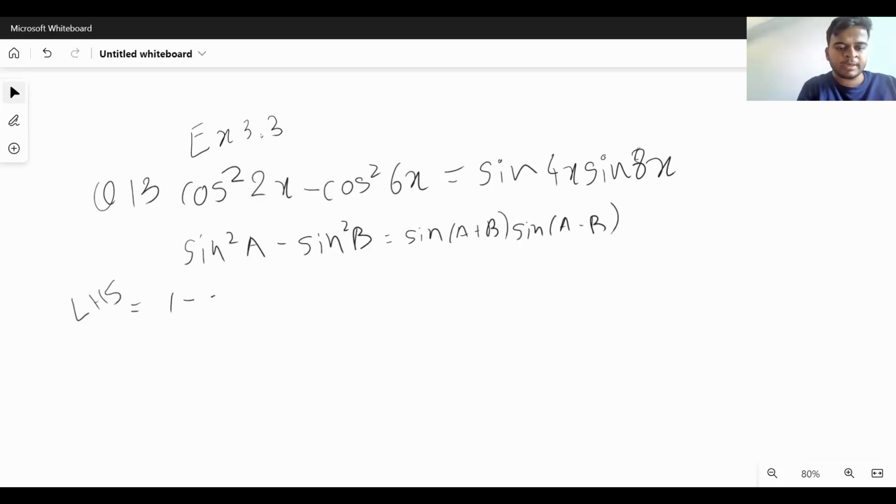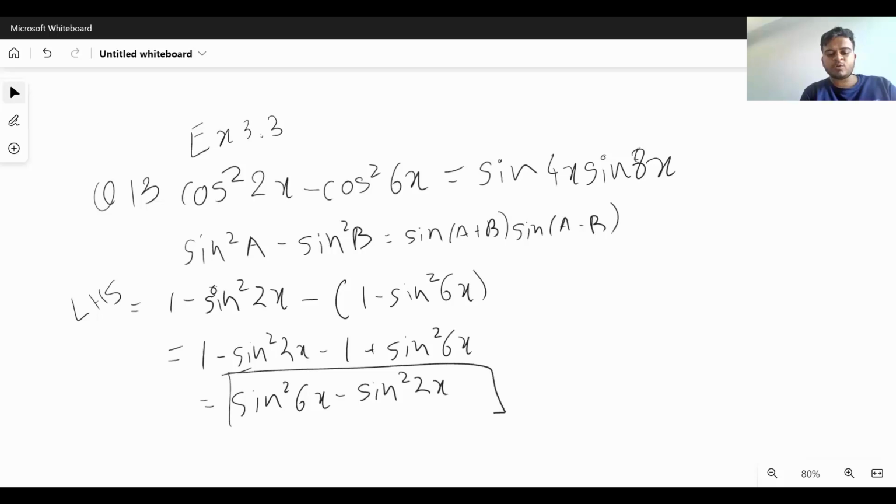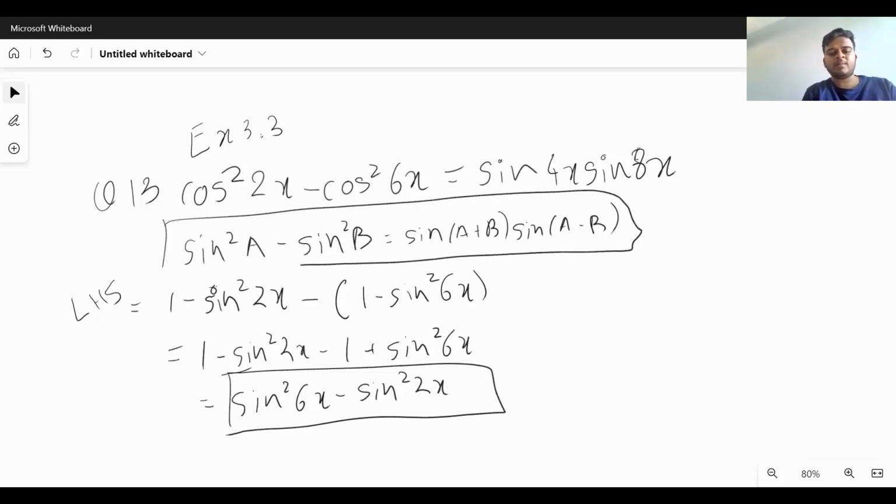I'll express the LHS as 1 minus sine square 2x. This cos square 2x becomes this, minus (1 minus sine square 6x). Correct. I can do that, right? I have just replaced the cos square 2x and cos square 6x with these two terms. Now we have reduced this to a term where this identity can be applied. You understood how I got here, right? I've applied the minus sign into the brackets and I've gotten here. And after this, we can directly apply this identity and we can finally get sine (6x plus 2x) sine (6x minus 2x).